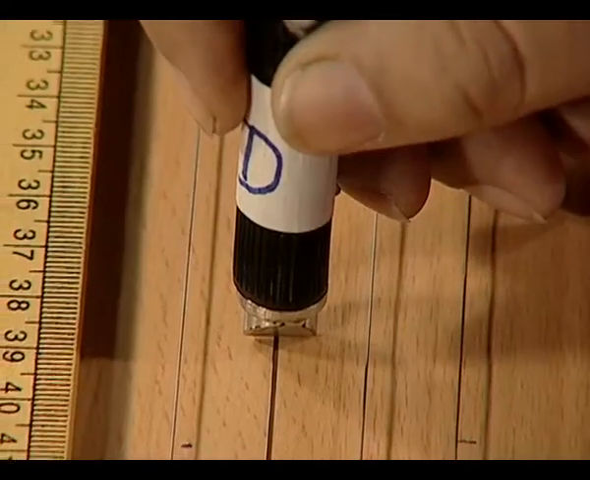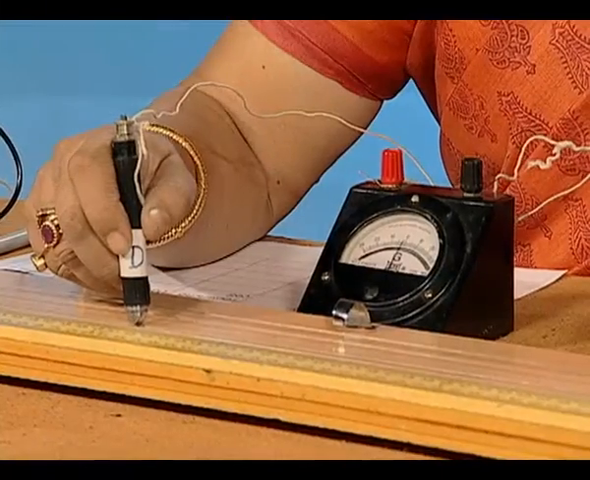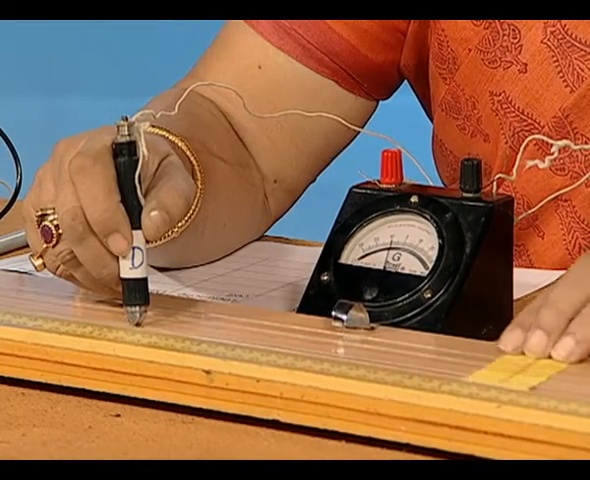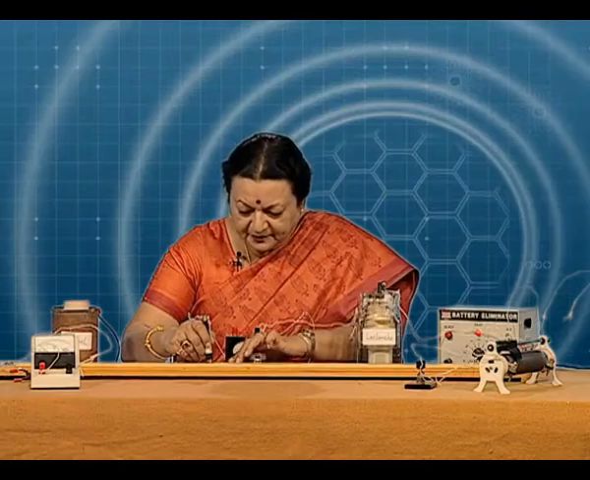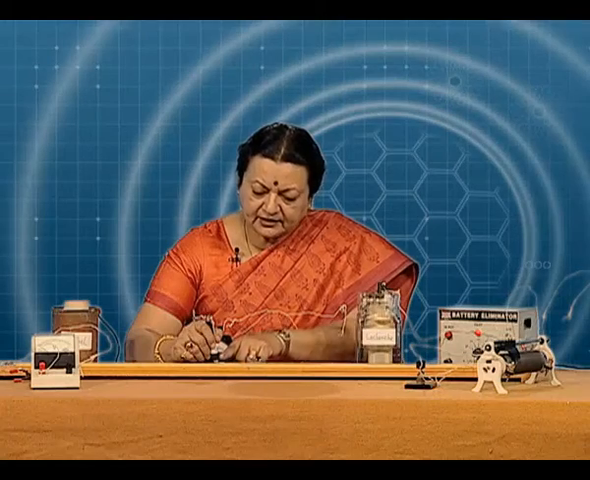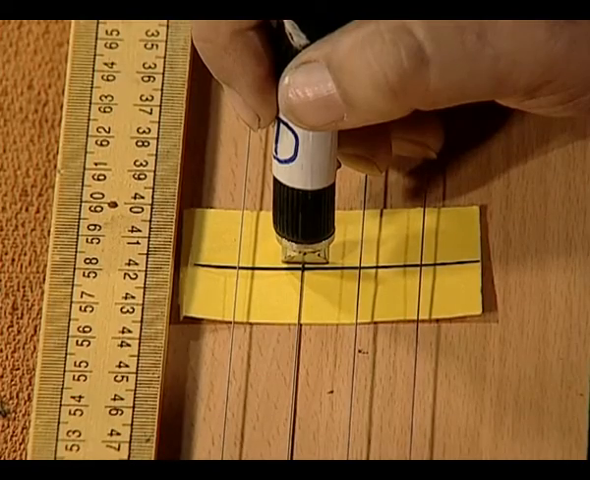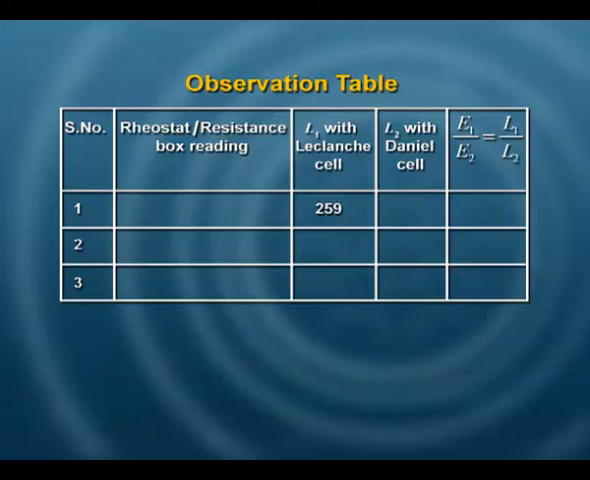Gently go all along on this wire, do not press the jockey too hard, bring the little slip so that you can use it to read accurately. Our zero deflection in the galvanometer is coming, on the third wire, as we said, at 259 centimeters.